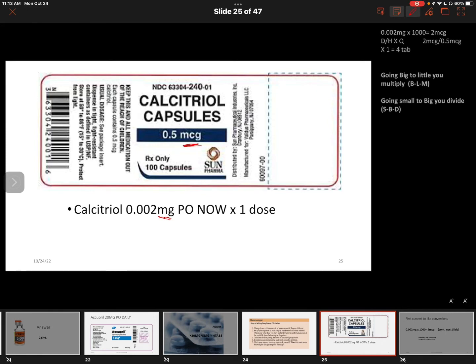So remember that when we are going big to small, we are multiplying. So we're taking that 0.002 milligrams and we're converting it to micrograms. The way that we do that is we multiply by 1,000. And then it gives us 2 micrograms. And then we're using the D over H. So the drug ordered is the 2 micrograms, and what we have on hand is a 0.5.